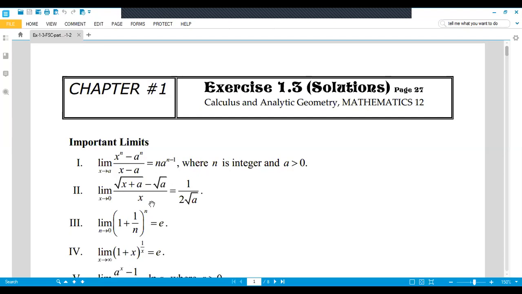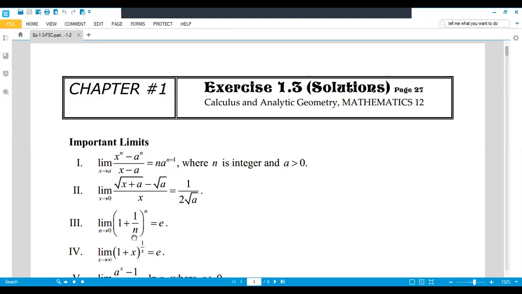The second important limit is limit x approaches 0, under root x plus a minus under root a, divided by x, is equal to 1 over 2 under root a. This limit's proof is given on page number 20. The complete proof is given, you can check it there.